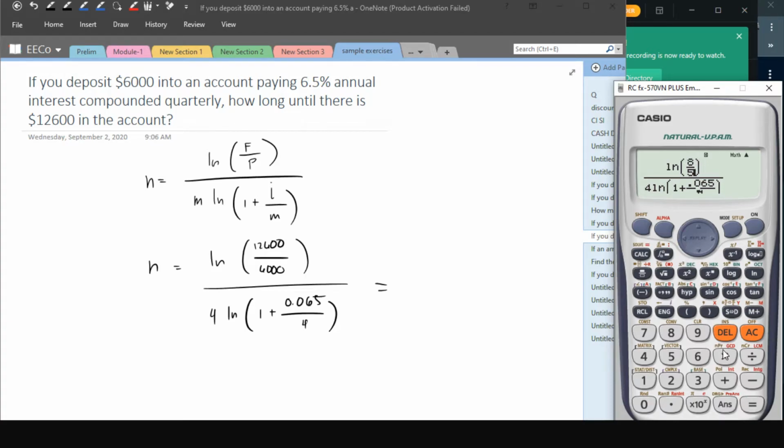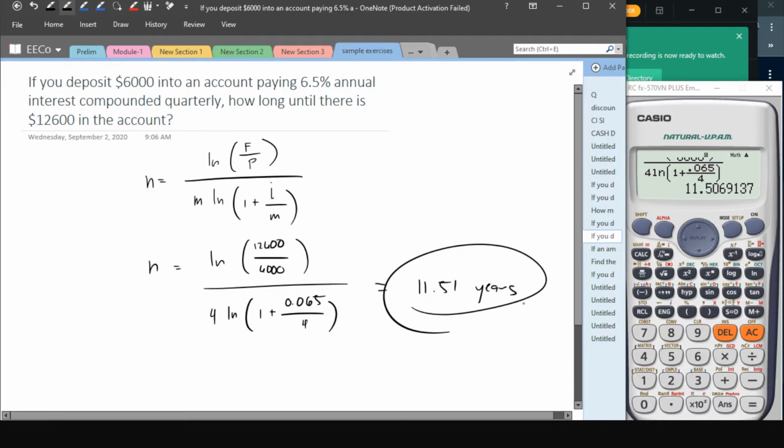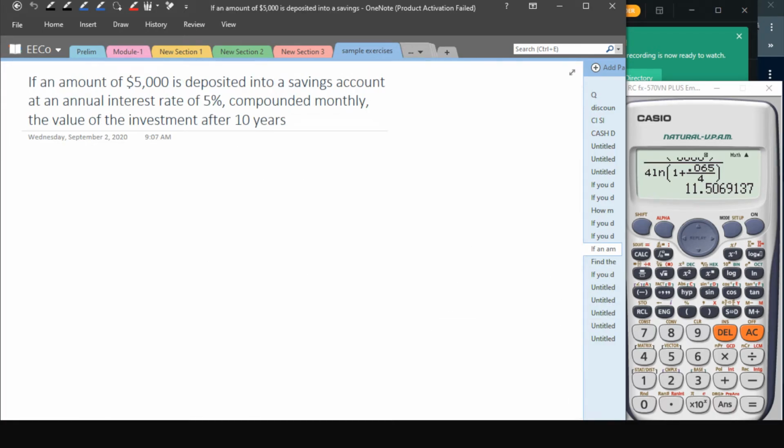Tapos dito, 12,600 sa 6,000. So, the answer is 11.51. Next one. So, if the amount of 5,000 is deposited in the savings account, the annual interest rate is 5% compounded monthly, the value of investment after 10 years will be.